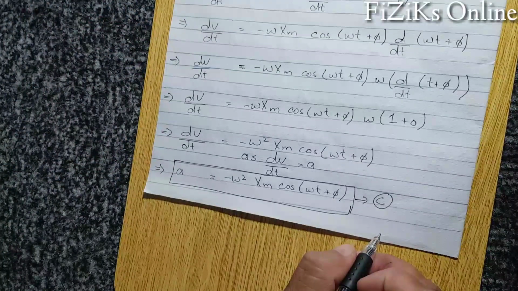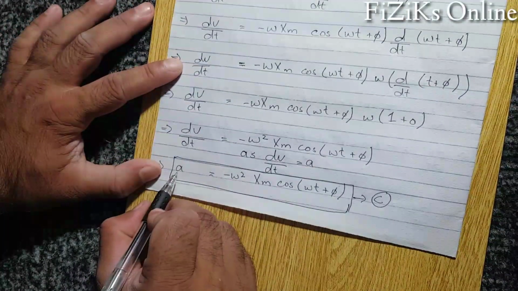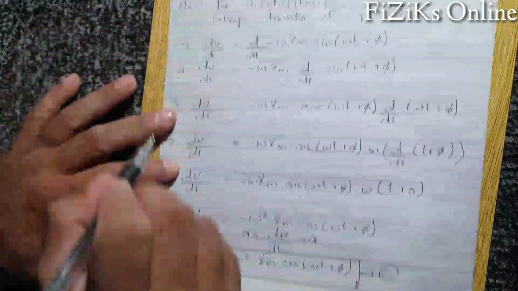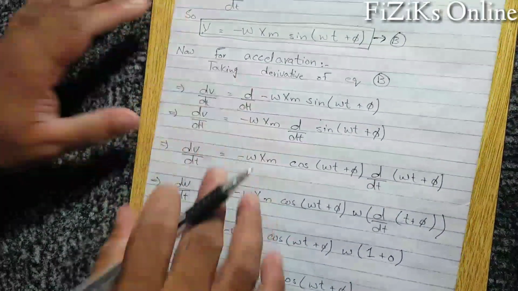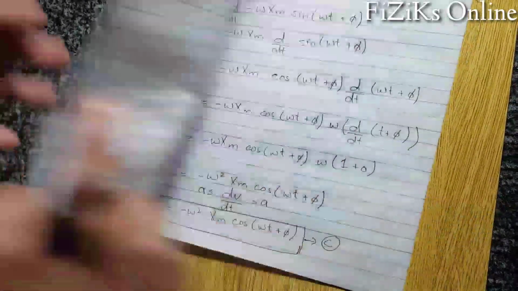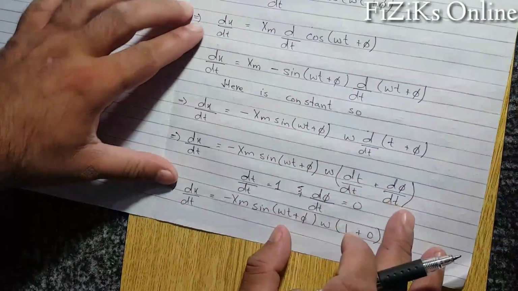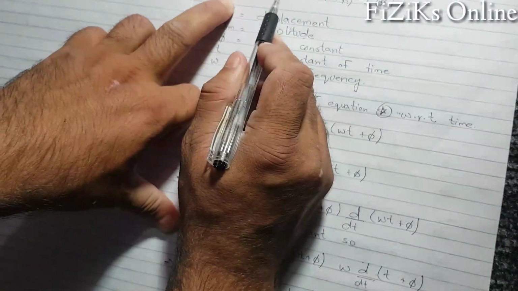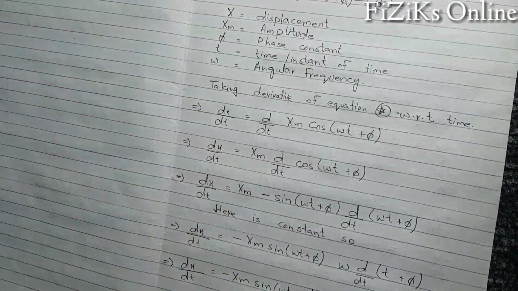So this was all about today's lecture. We have derived an equation for acceleration, an equation for velocity, an equation for the simple harmonic oscillator, and an equation for displacement x. For further derivations, stay tuned for our next lecture. We will derive an equation for omega, maximum velocity, displacement, etc. in the next lecture.